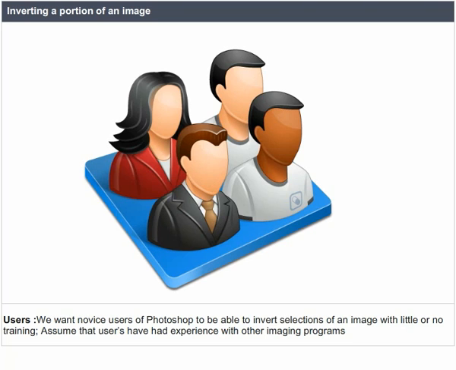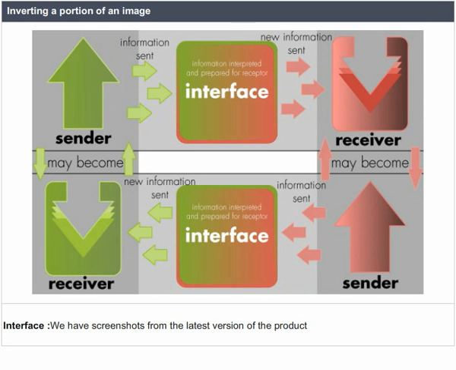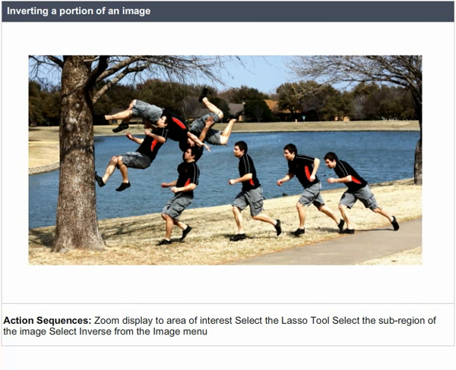Inverting a portion of an image. Users: we want novice users of Photoshop to be able to invert selections of an image with little or no training. Assume that users have had experience with other imaging programs. Tasks: select a sub-region of an image and invert it. Interface: we have screenshots from the latest version of the product. Action sequences: zoom display to area of interest. Select the Lasso tool. Select the sub-region of the image. Select Inverse from the image menu.